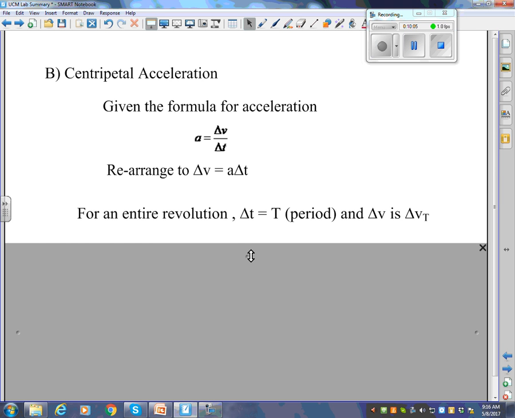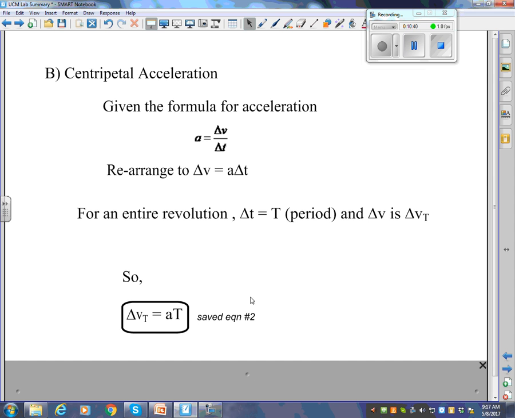For one entire revolution, delta t, the change in time, is the period, and delta v I'm just going to subscript as delta vt, the total change in velocity for one period. So for an entire revolution, delta t in the generic formula is the period, and delta v I'm going to relabel as delta vt. In other words, the total change of velocity for one singular period, one singular rotation.